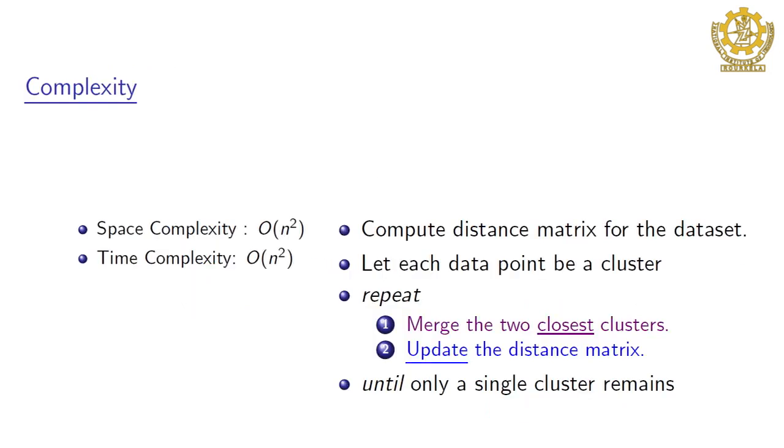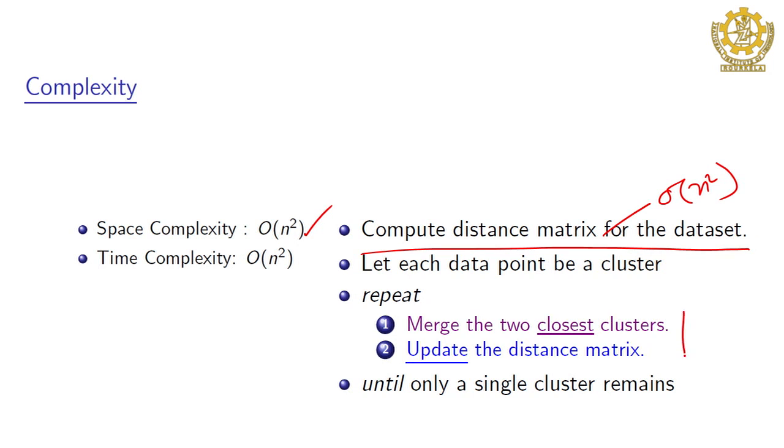Now, we will talk about the complexity. What will be the complexity for the agglomerative approach? What is the step? Compute the distance metric for the data set, one to one with other points. So, the complexity will be order of n square. Forget the space complexity for now. The time complexity will be order of n square, and the space complexity will also be order of n square, because you have to keep it in the matrix.